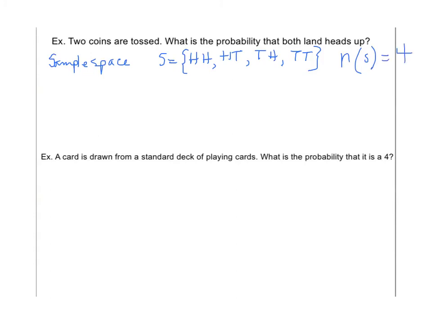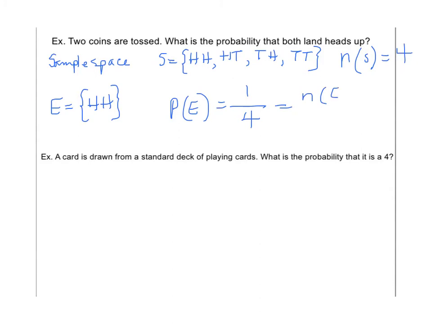Okay? And the event is, what is the probability that they will both be heads. So that could only occur one time. So the probability of the event is going to be 1 time out of 4, and that's its probability. And remember that was the number of times the event could occur over the sample space. And there's the whole notation.